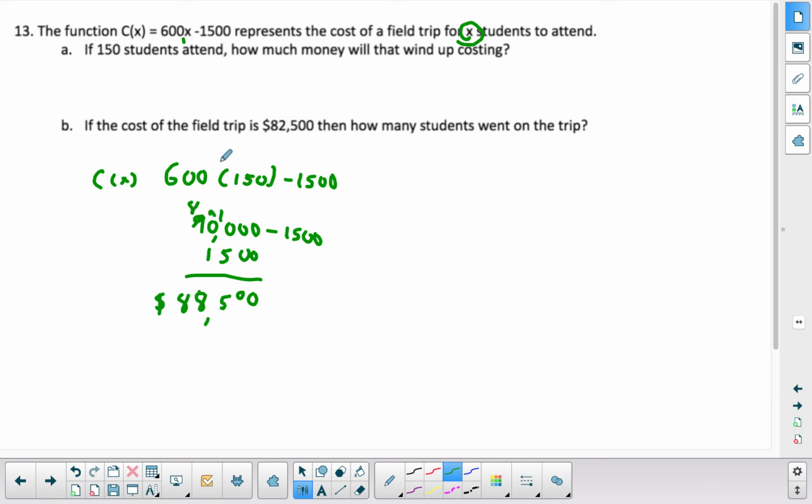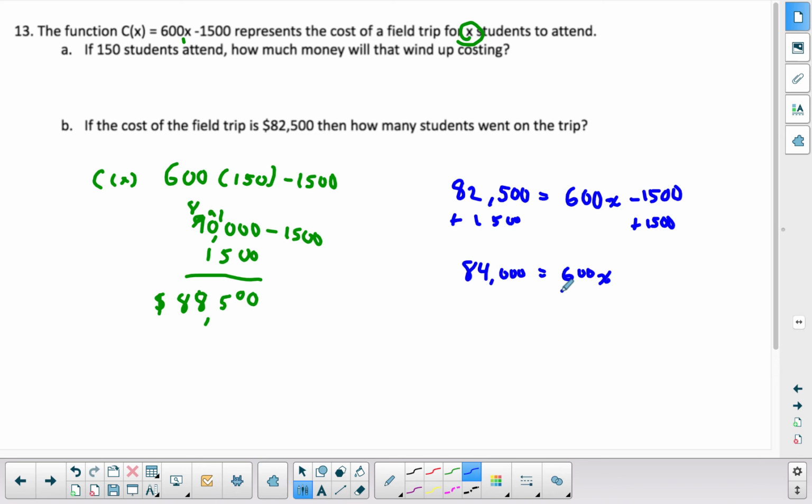And then the problem B right here, I'll do out in blue pen. They tell you the cost, so they're telling you what C of X is. So I'm replacing C of X with 82,500. And that's the same thing as it says up here, 600x minus 1,500. And now we just solve for x. So add 1,500 on both sides and divide by 600. So when we do that, we're left with a problem that really reads 840 divided by 6.